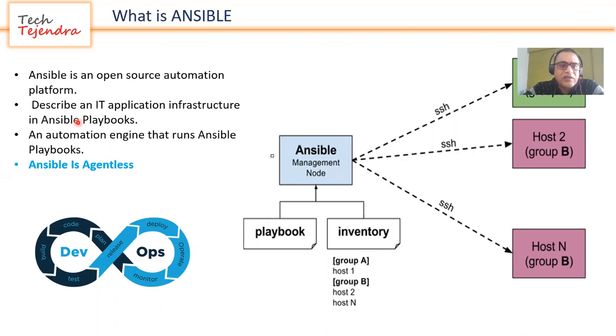So what is Ansible? Ansible is an open source automation platform. So it is open source first, and it is an automation platform. Automation for what? For infrastructure automation.